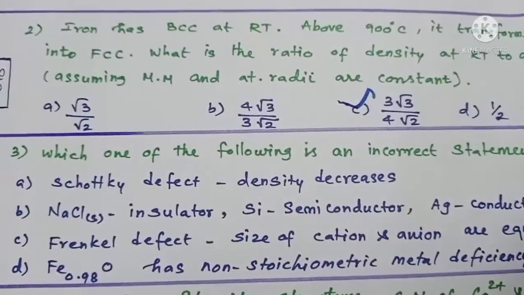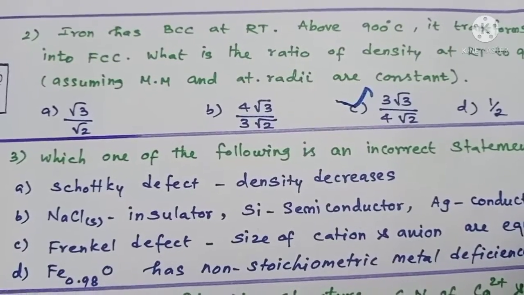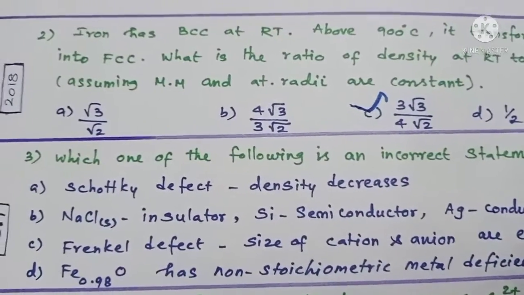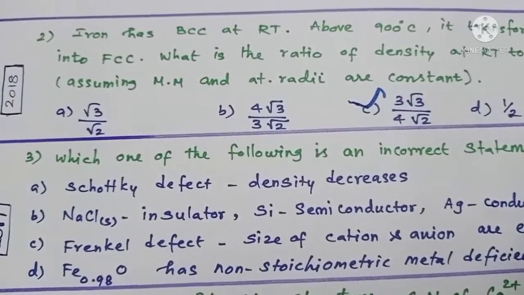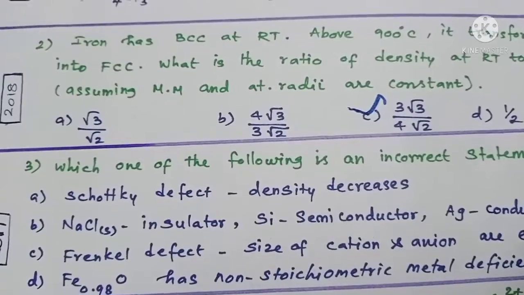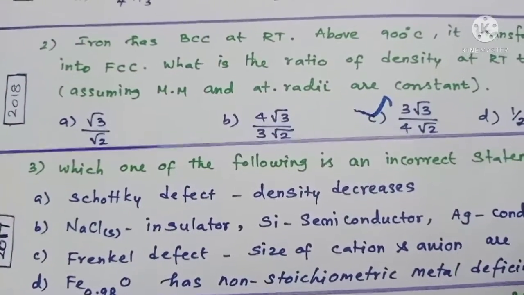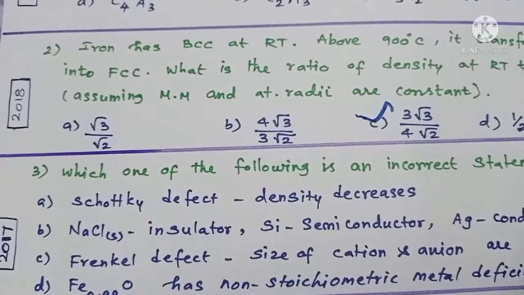In Schottky defect, density decreases. That is a correct statement because Schottky defect is due to the missing of cations and anions from lattice points, isn't it? So due to missing of ions, due to formation of lattice vacancies, there is a decrease in density of the crystal. So first option is the right one.